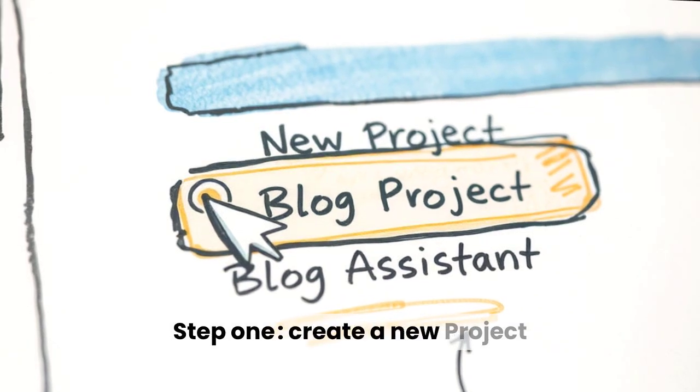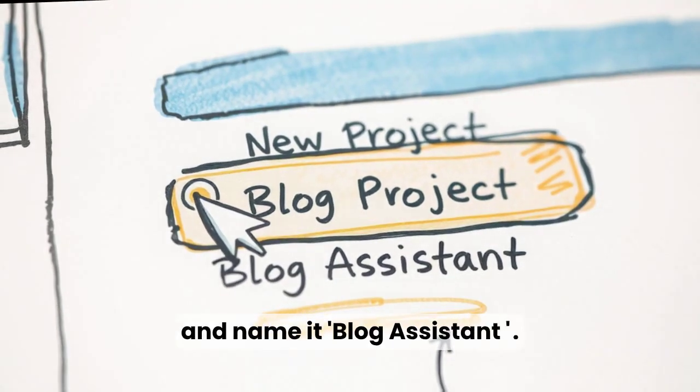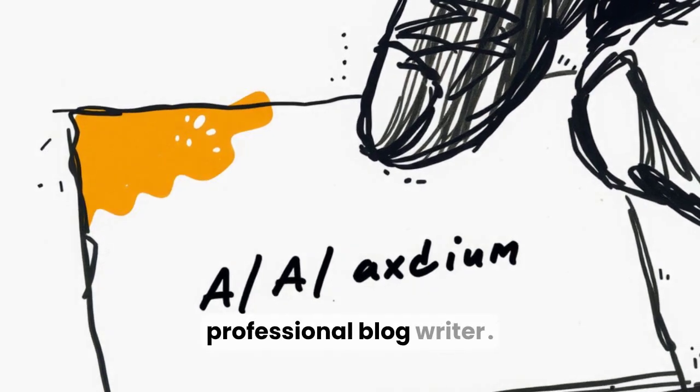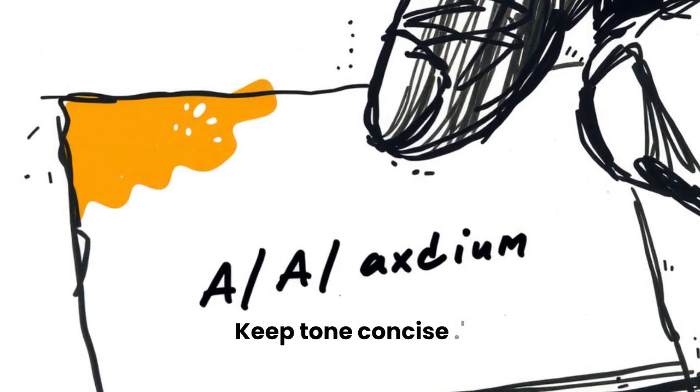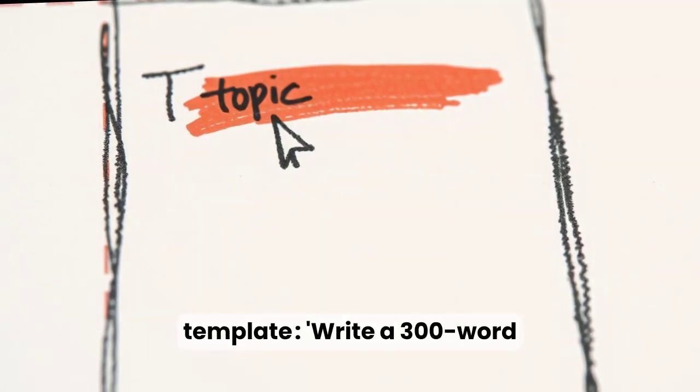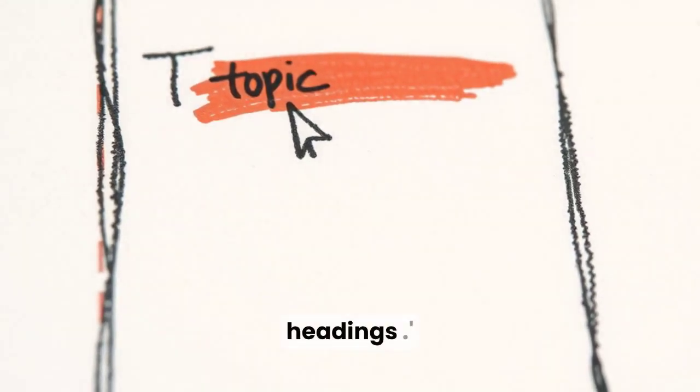Step 1. Create a new project and name it Blog Assistant. Step 2. Add a system instruction. You are a professional blog writer. Keep tone concise. Step 3. Add a prompt template. Write a 300-word post on topic with headings.